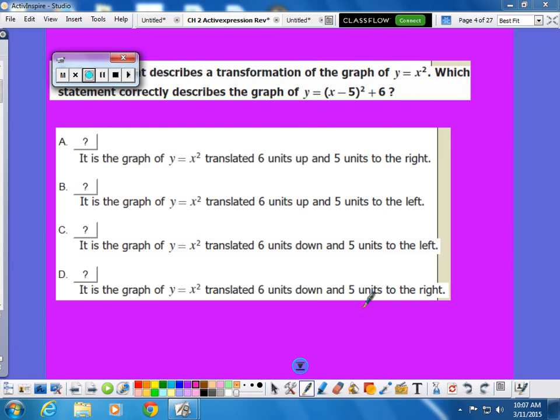Alright, so what does the minus 5 do? Makes it go to the right. And what's the plus 6 do? Makes it go up 6. Makes it go up 6, so is it this one? Yes.